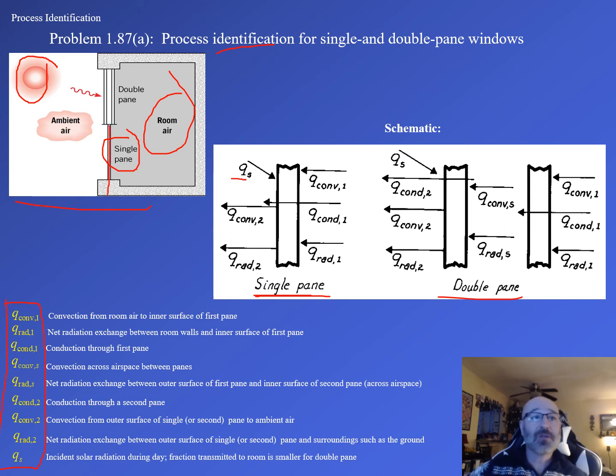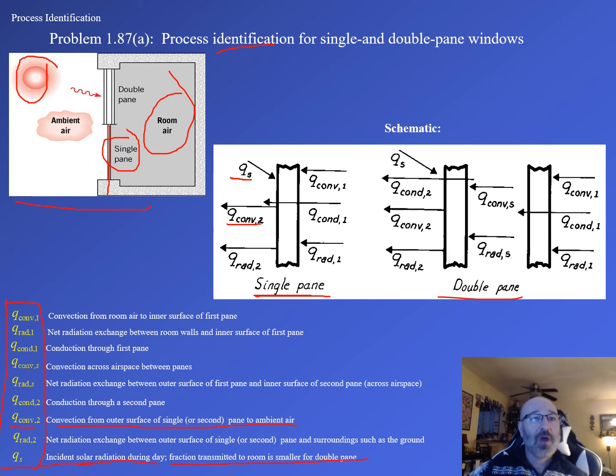We come down here, our Q_s is our incident solar radiation during the day. Fraction transmitted to room is smaller for the double pane. So that's just a little side note. So this is our Q_s, our radiation coming in from the sun through our single pane window. There's our Q_s term. Now we can see we have our Q convection 2. We can come down here: our Q convection 2 is convection from the outer surface of the single or second pane to the ambient air.